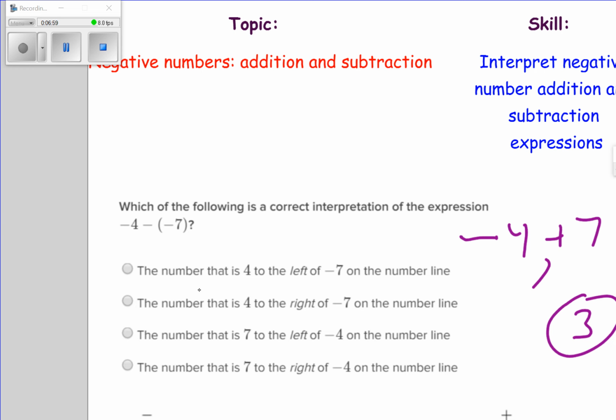The number that is 7 to the left of negative 4. Well, if I start at negative 4 and I go to the left, that's going to bring me way out here, so that's not correct. And the number that is 7 to the right of negative 4. So let's start at negative 4 and I go 7 to the right: 1, 2, 3, 4, 5, 6, 7 to the right brings me to 3. There's our correct answer. And I'm fairly certain that that was the last.